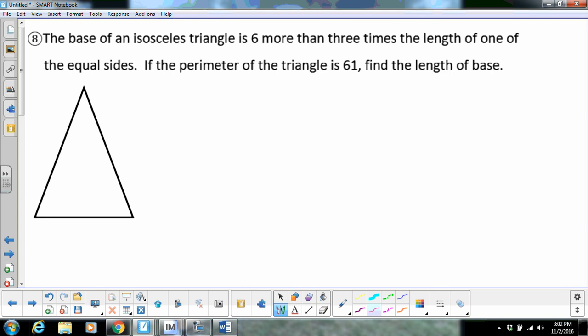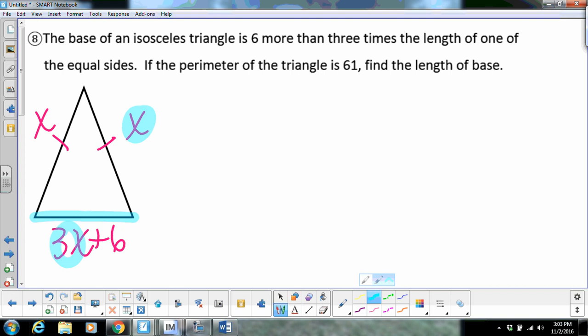All right, so the base, so that's down here. Our base is going to be 6 more than 3 times the length of one of the equal sides. Well, these two are going to be our equal sides, so we're going to make those our x. Therefore, the base would be 3x plus 6. From here, it is a simple perimeter problem. You're going to add up all of your x's. So that's 5x plus 6, and that's going to equal 61.